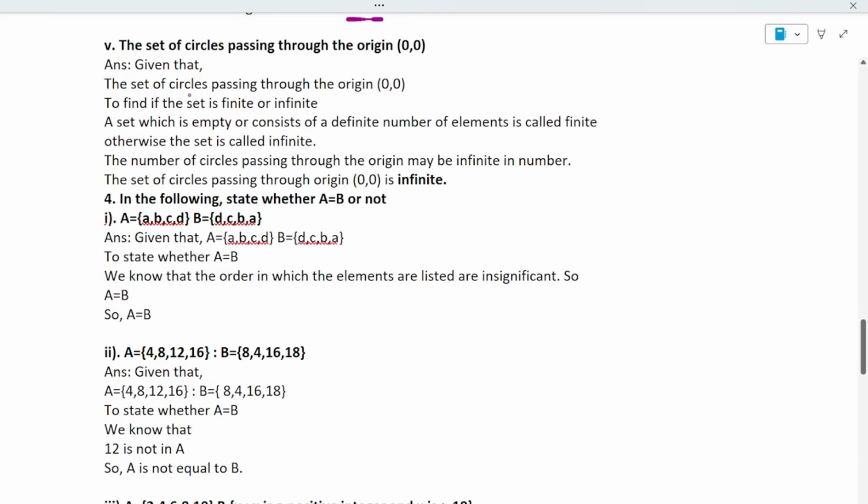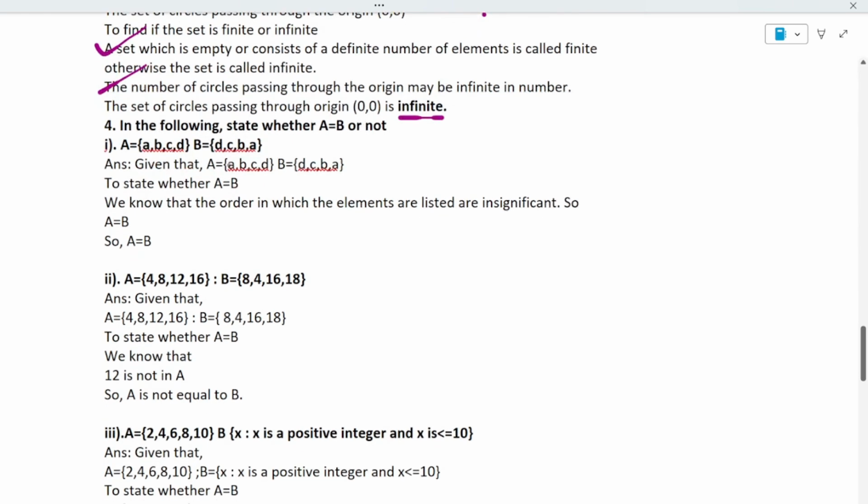Now let's see the fifth question. The set of circles passing through the origin (0, 0). As we know, on the x-axis and y-axis, the origin is (0, 0), and this is infinite because we will not know how many circles are passing through it. So we say this is infinite. You write the same definition and the theory which is needed for this particular question.